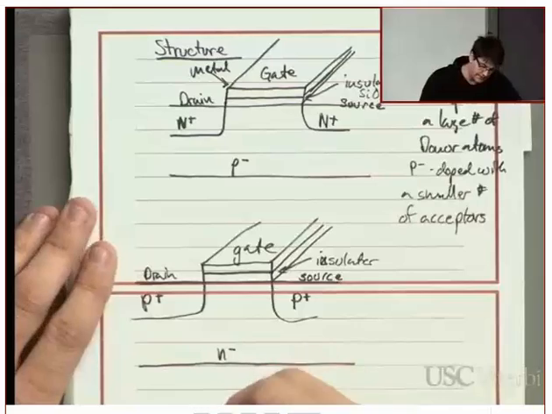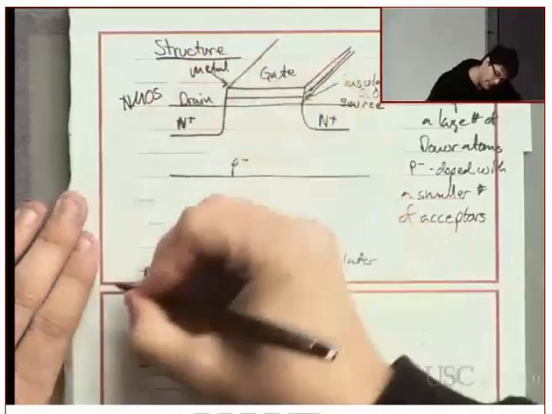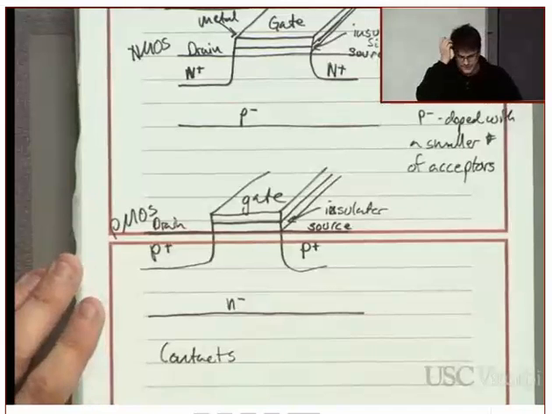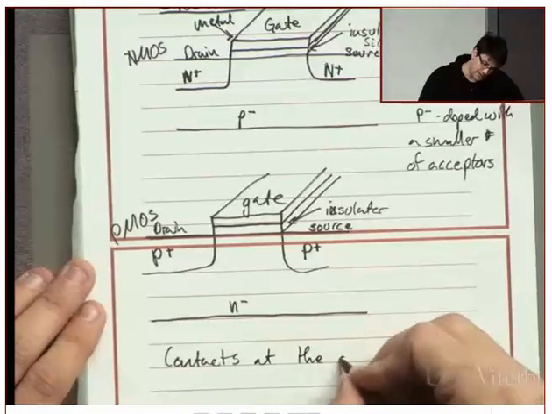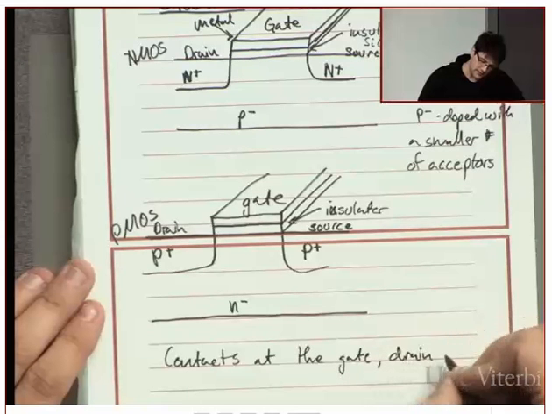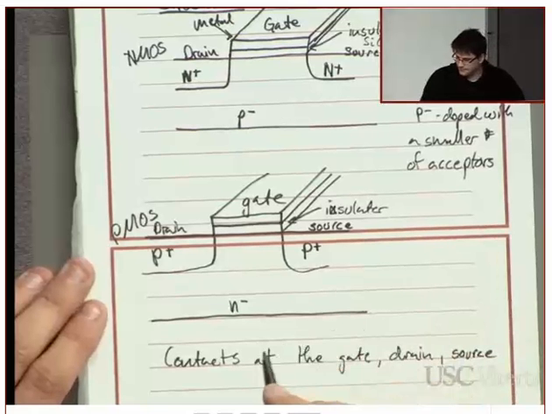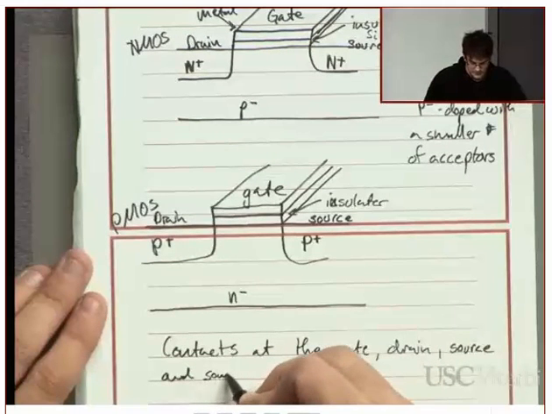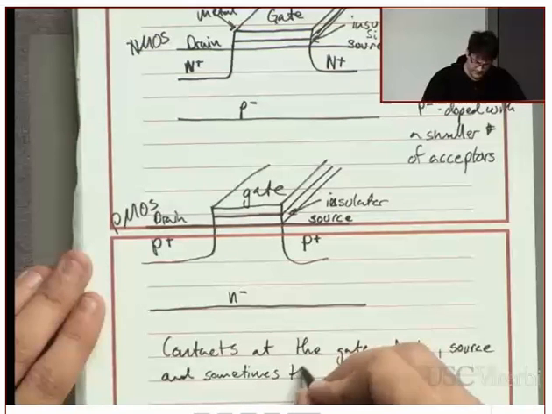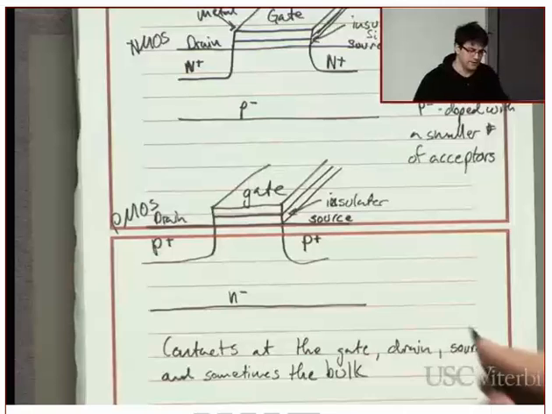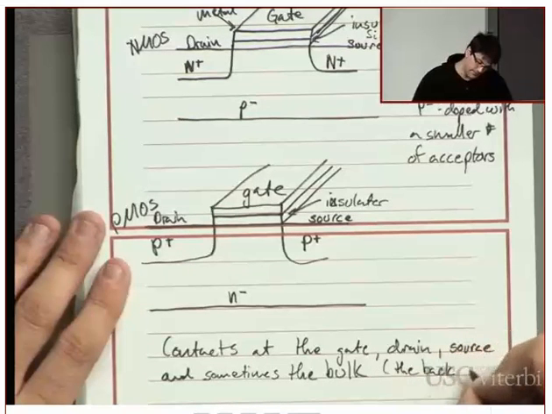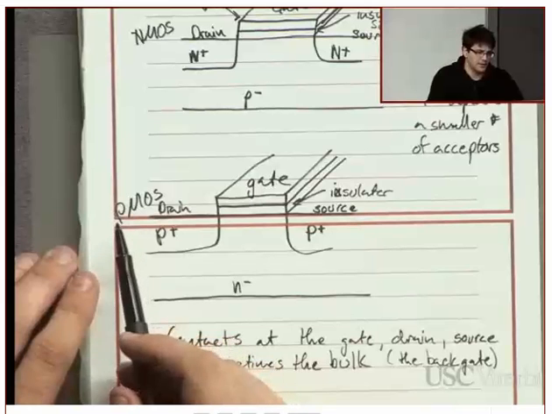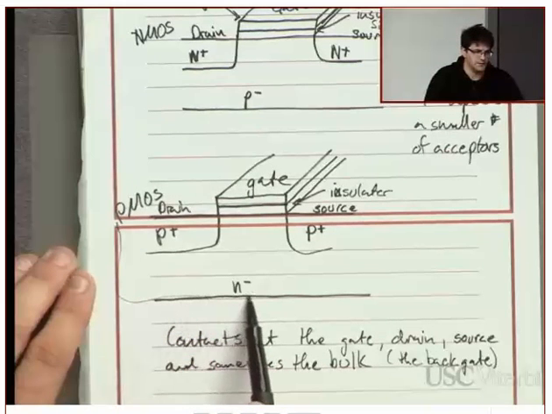And so within both of these types of transistors, you'll have contacts, in other words, places where you can make electrical connections at the gate, the drain, the source, and, depending on what kind of technology you're working with, sometimes the bulk, which is not uncommonly referred to as the back gate. But basically that just means that you'll have some electrical connection to this area down here, and the transistor will be sealed off from the surroundings by some type of well.